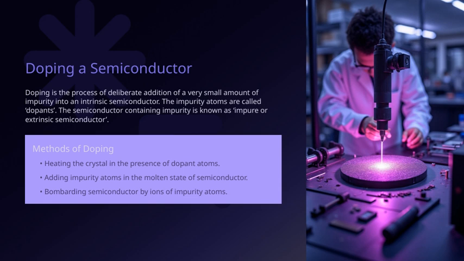Now, it's important to remember that doping is essentially the deliberate addition of a very small amount of impurity into an intrinsic, or pure, semiconductor. These impurity atoms are called dopants. When a semiconductor contains these dopants, we refer to it as an impure or extrinsic semiconductor. Connecting this to the overall theme, doping is crucial because it allows us to modify the electrical properties of semiconductors, enabling a wide range of electronic devices. Whether through ion bombardment, melting, or diffusion, each method offers unique advantages for tailoring these properties to our needs.